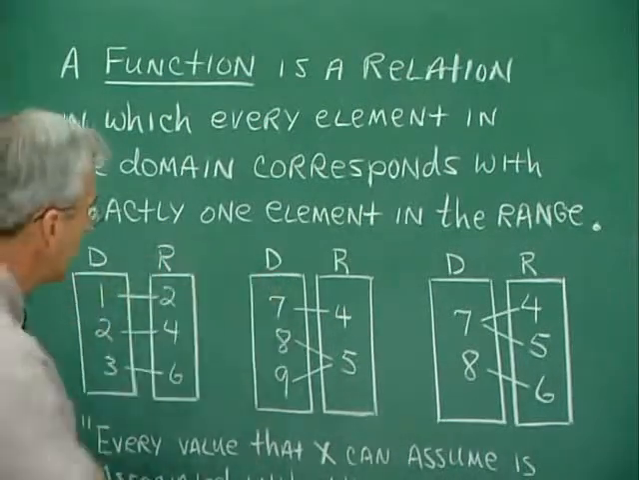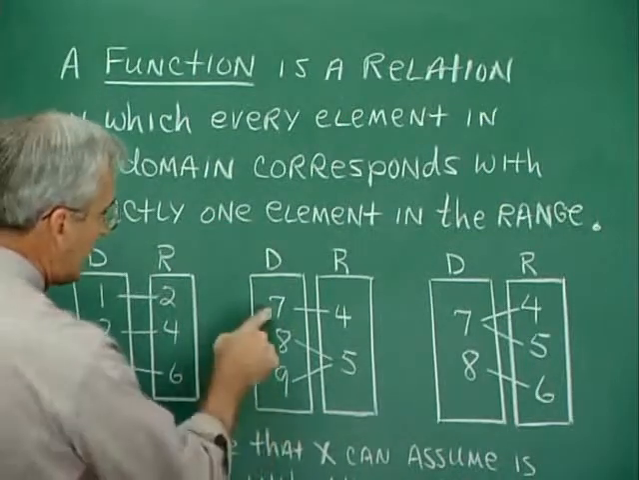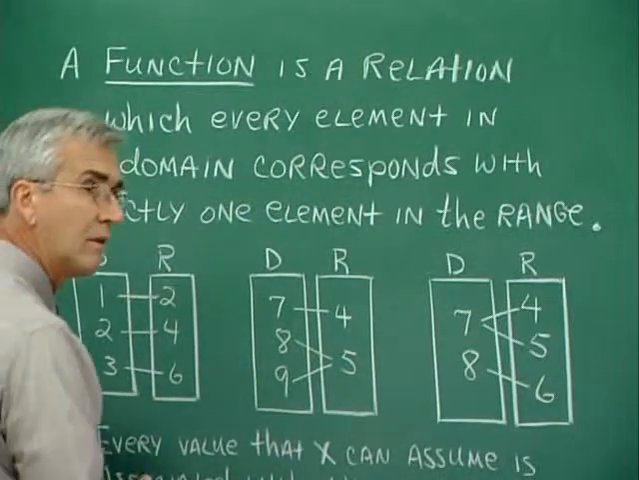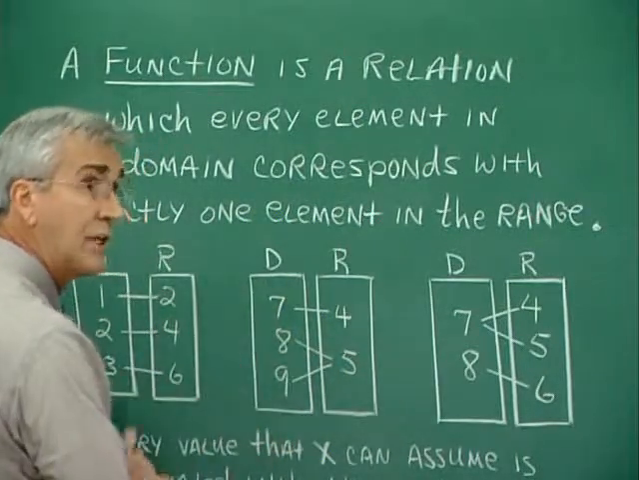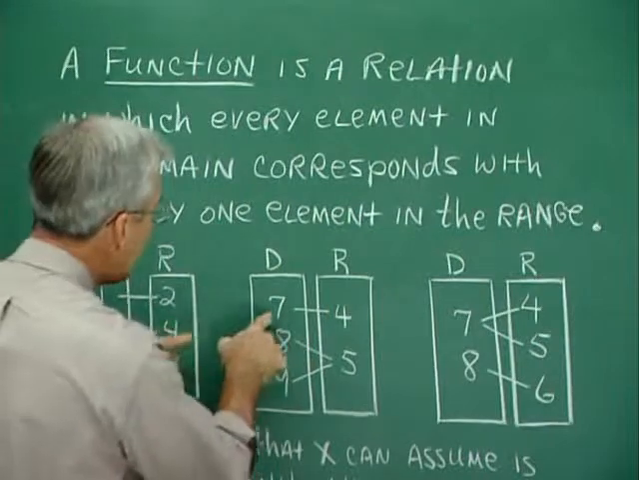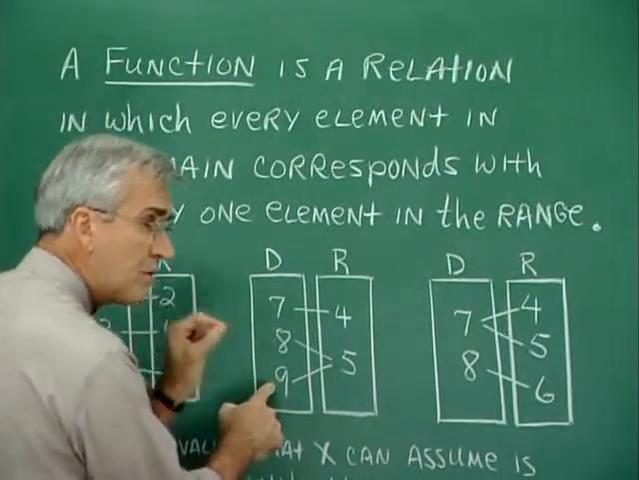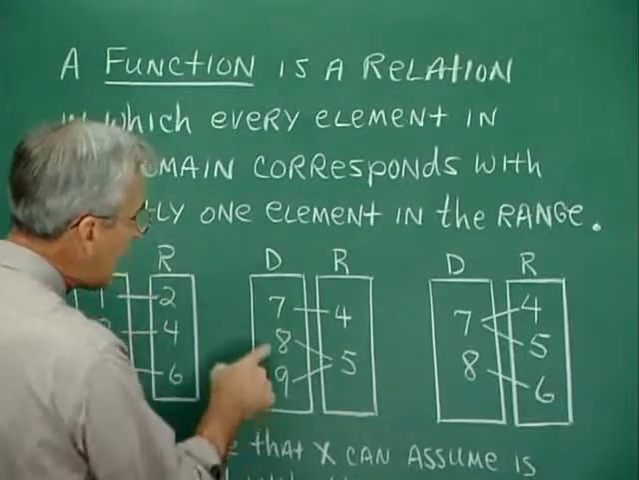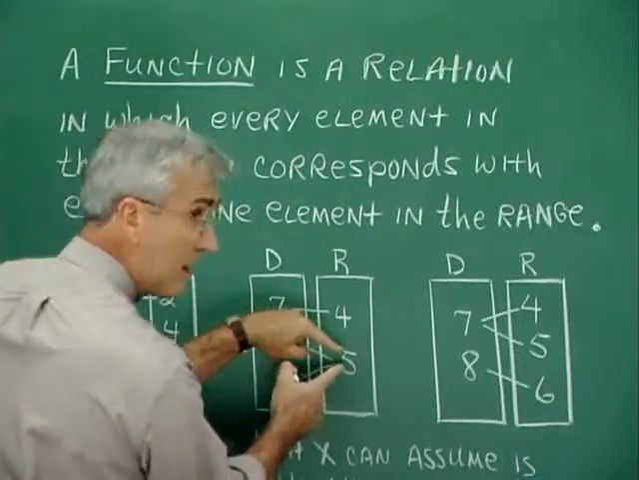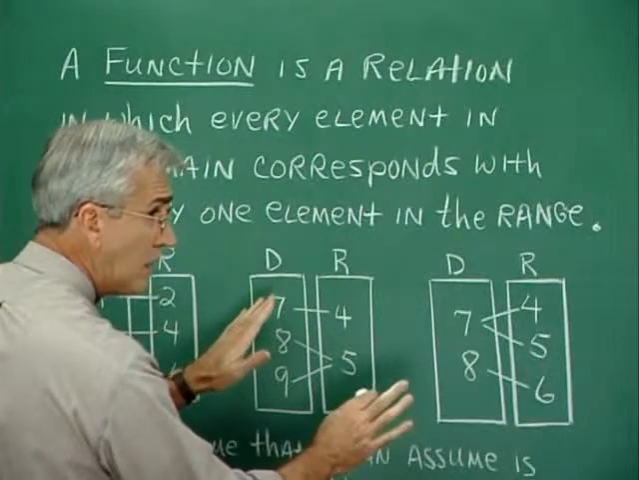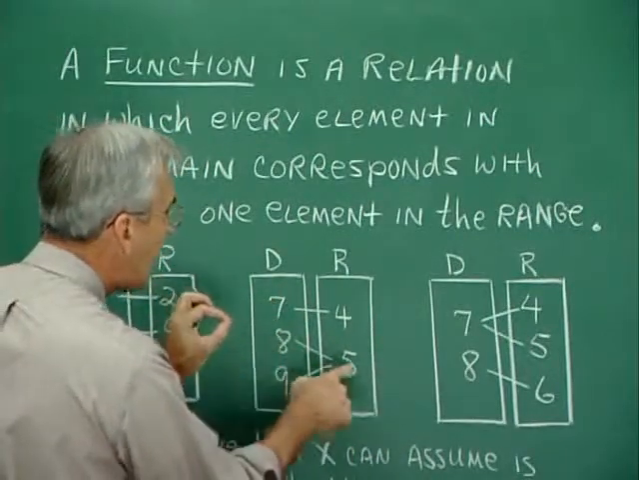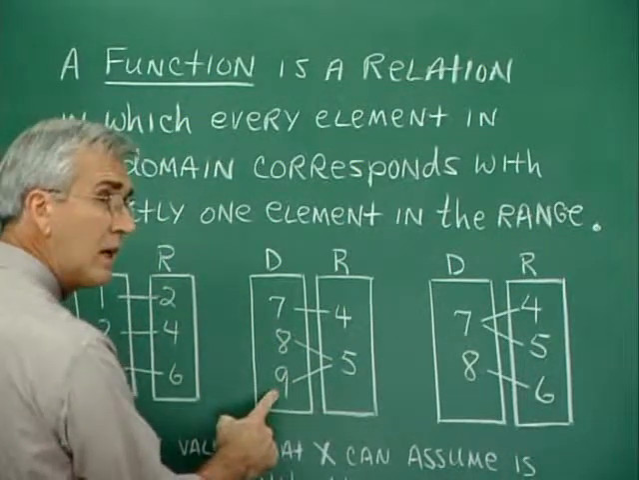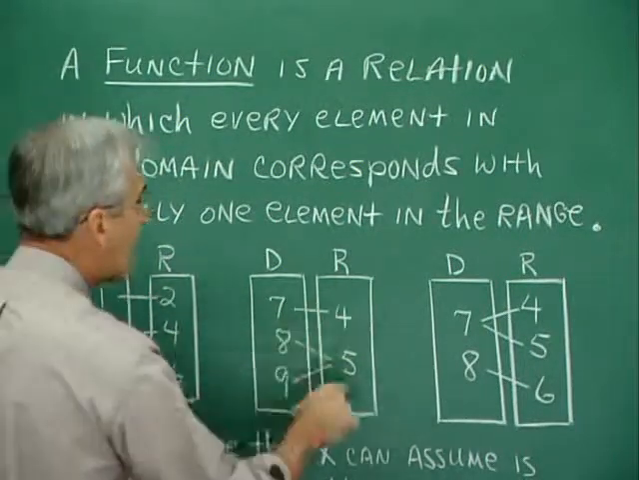How about this one? Now, notice the correspondence here. We have 7 corresponding with 4, 8 corresponding with 5, 9 corresponding with 5. Do we meet the requirements of function? It turns out that we do here because every element in the domain corresponds with only one element in the range. Now, these two happen to be corresponding with the same element in the range, but that's okay. We have only one value in the range associated with 8, only one value in the range associated with 9. And by the way, there could be other items in the range.